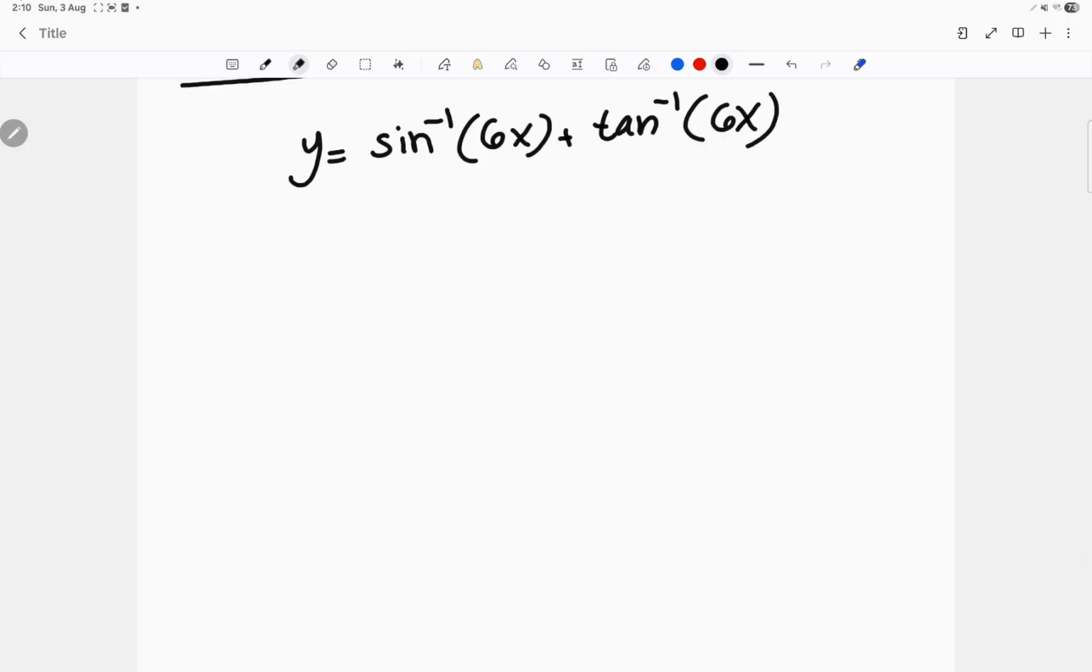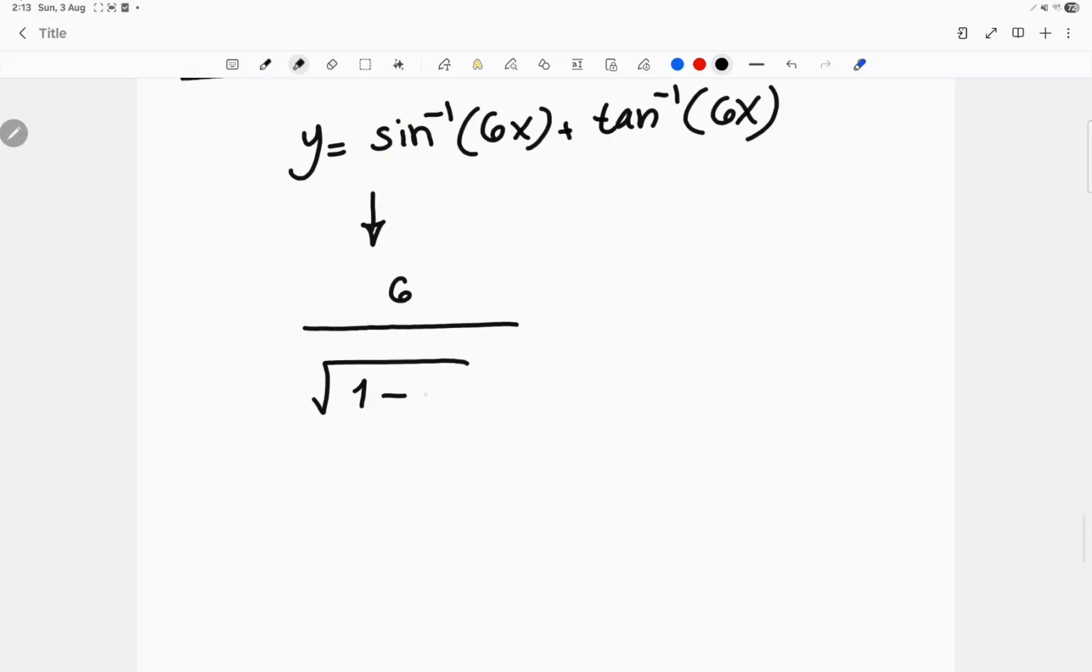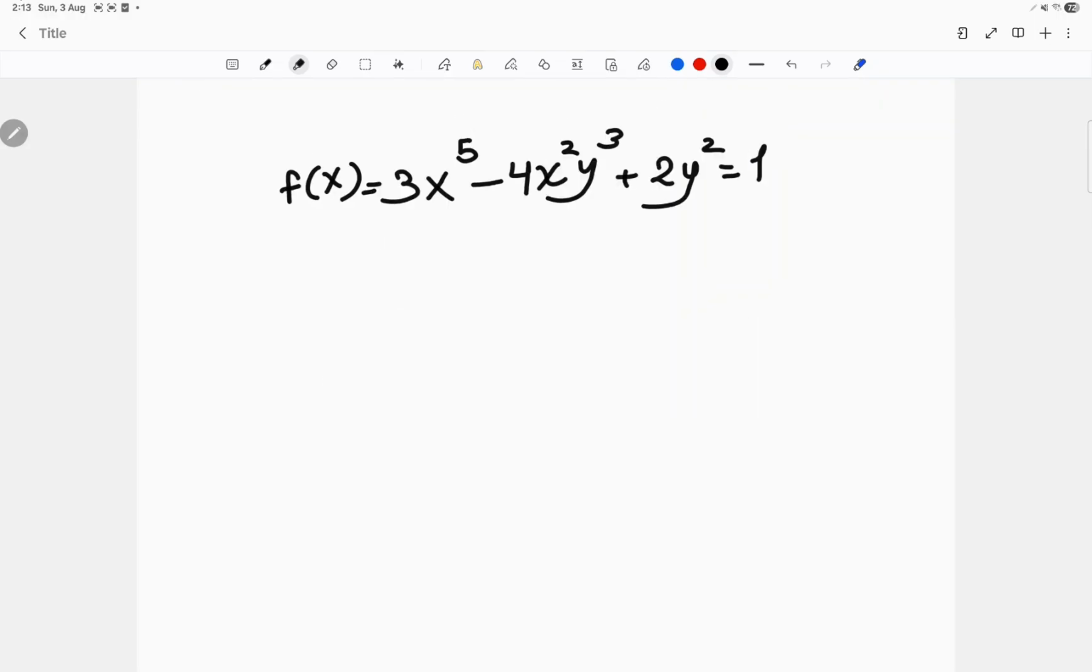Alright guys, differentiate this one. Okay. So on top, 6x becomes 6. On the bottom, root 1 minus 6x squared. That means 36x squared. Plus on top, 6. In the bottom, 1 plus 36x squared. And that's how we do it. Now, given this equation, let's find the f prime.